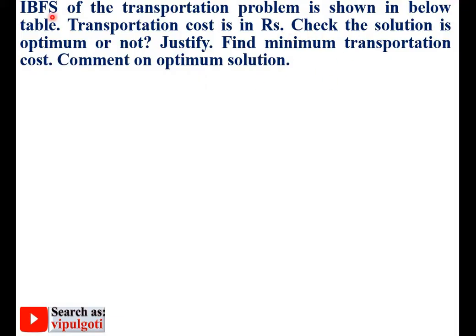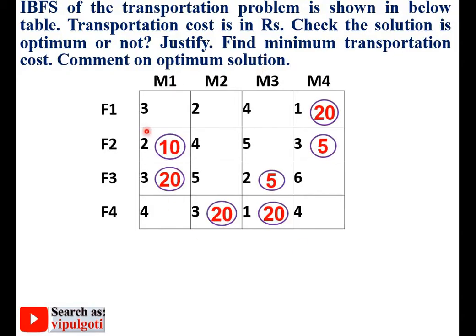So basically there are four different questions. First we have to check whether the IBFS is optimum or not. Next, justify your answer. Next, find the minimum transportation cost. And at last, comment on the solution. The table is given to you with the IBFS, meaning initial basic feasible solution.